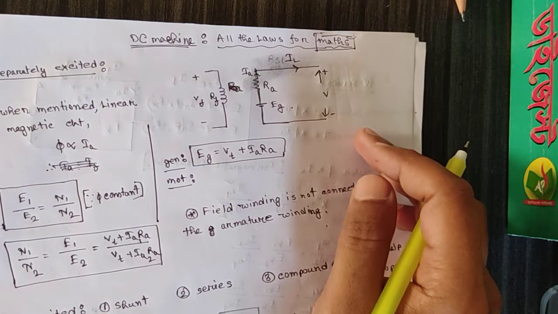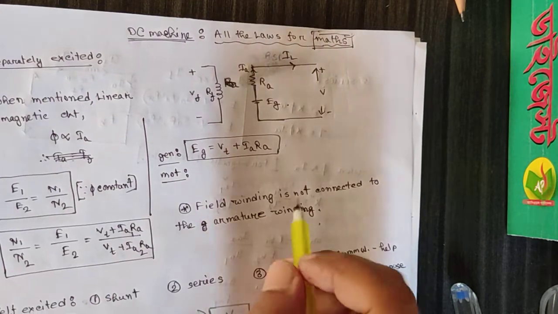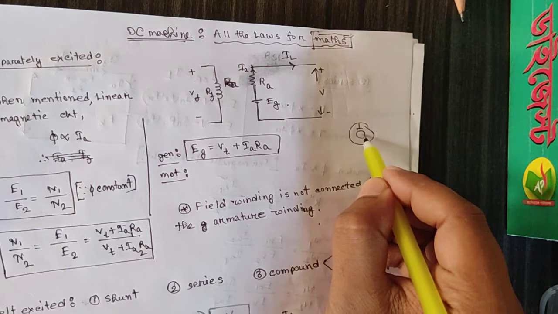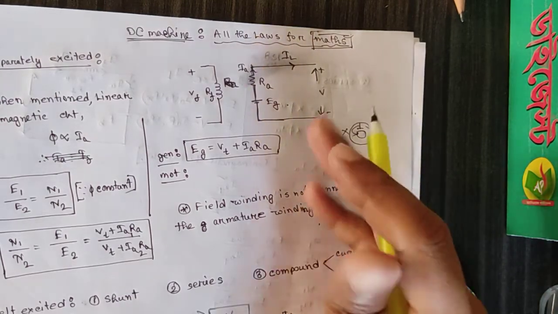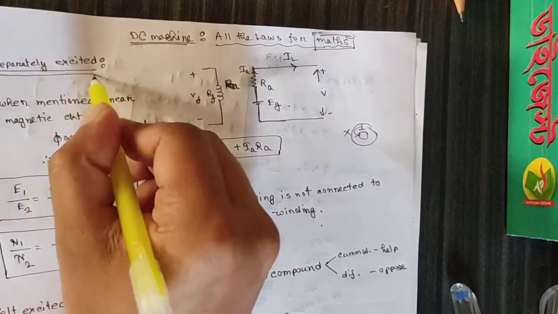Separately excited DC motor, as we know, the field winding is not connected to the armature winding. They are separate windings. That's why we call it separately excited DC motor.